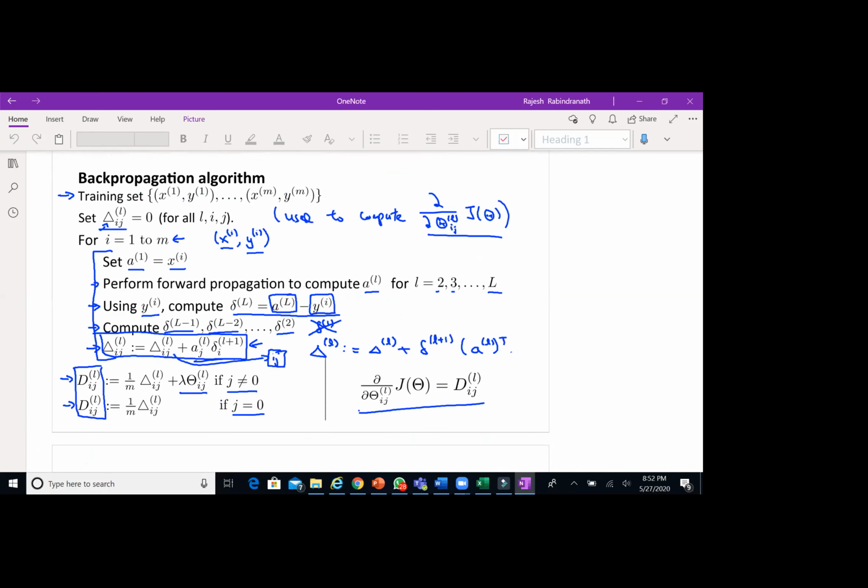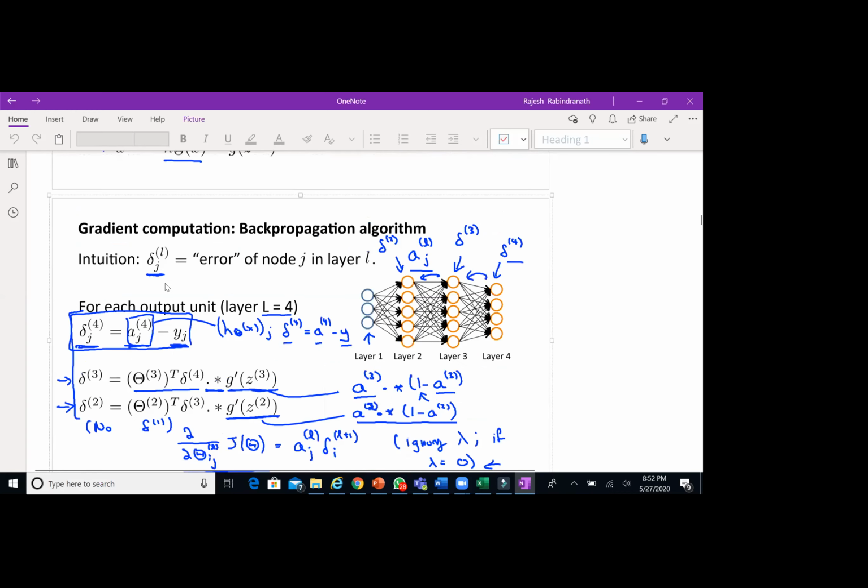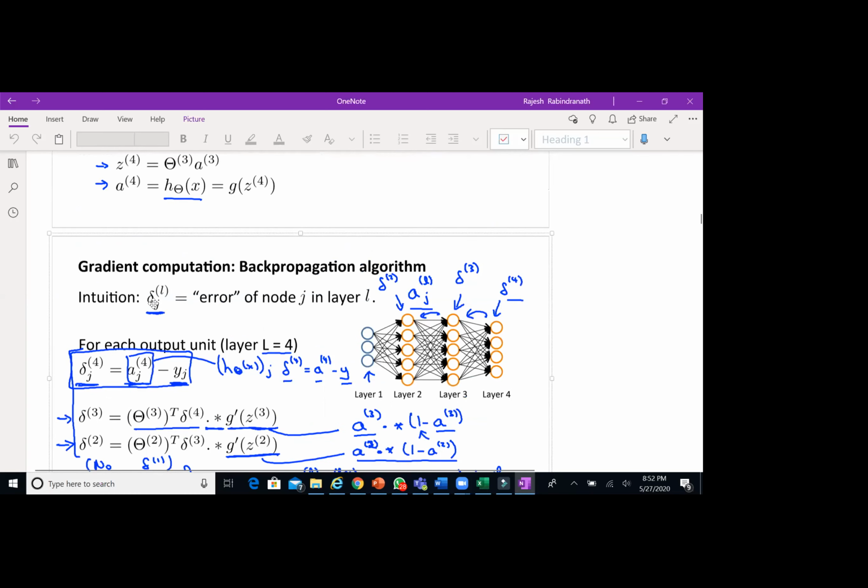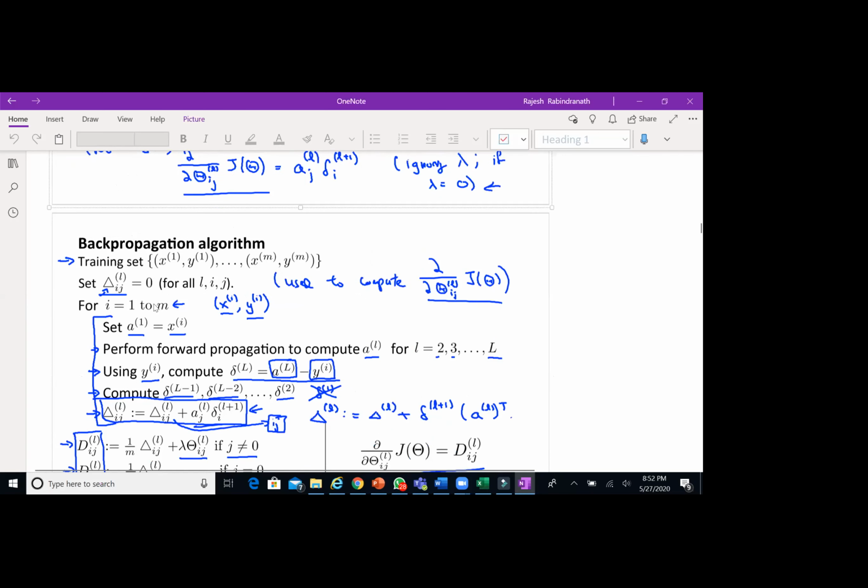Let's go back. Now we are going to see how this backward propagation algorithm is going to work. We are going to introduce a delta. There was a small letter delta, that is what we saw earlier. This is small letter delta, and this is capital delta. Capital delta represents the aggregate; small delta represents the error of one training example. Capital delta represents the error of the entire training set. So that's what it is.